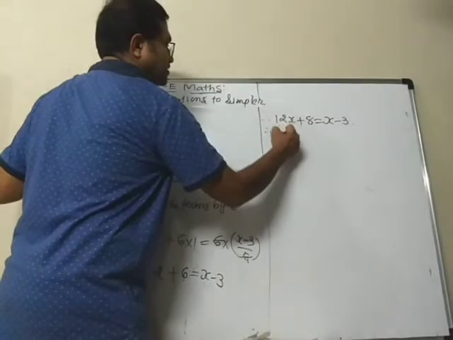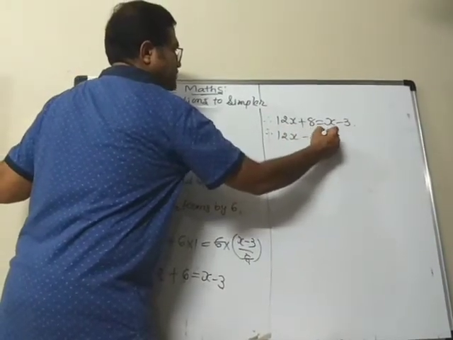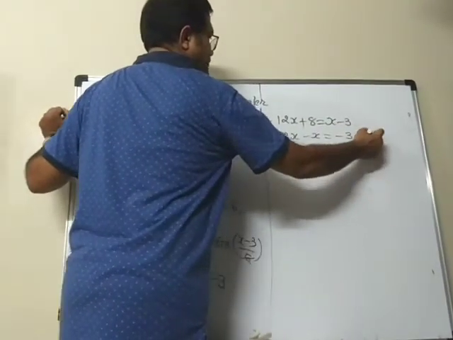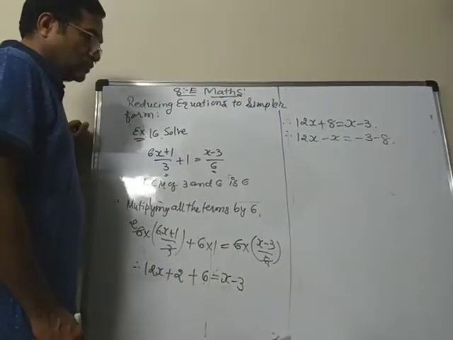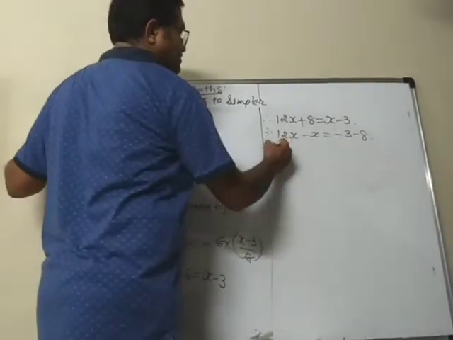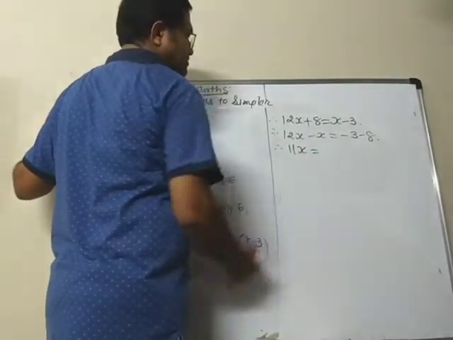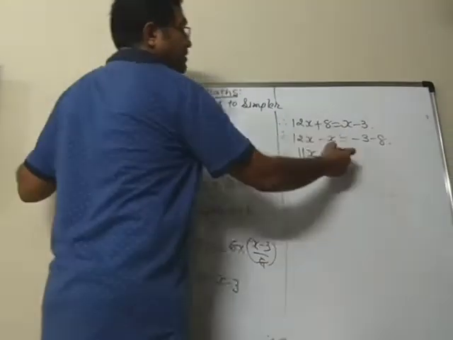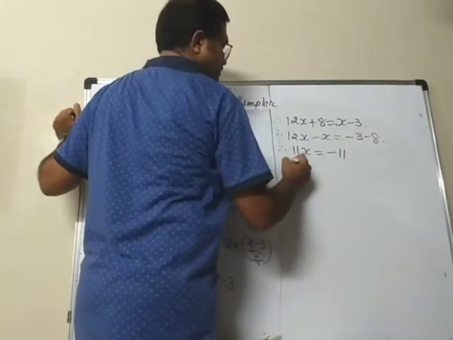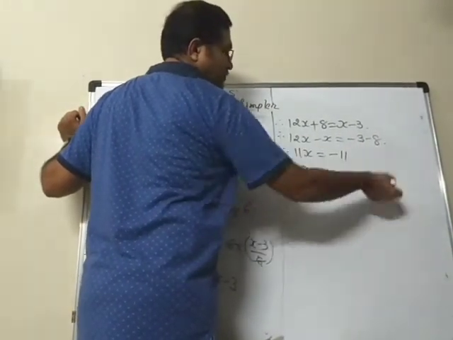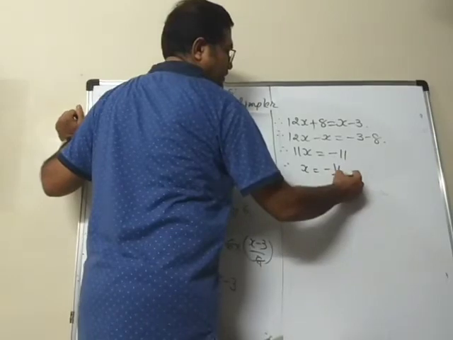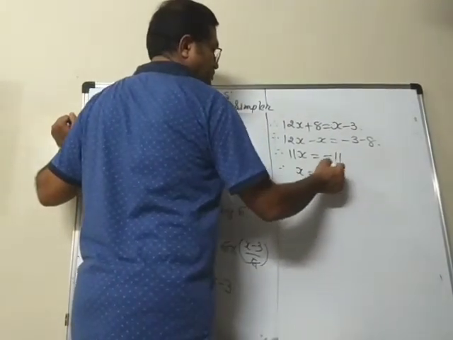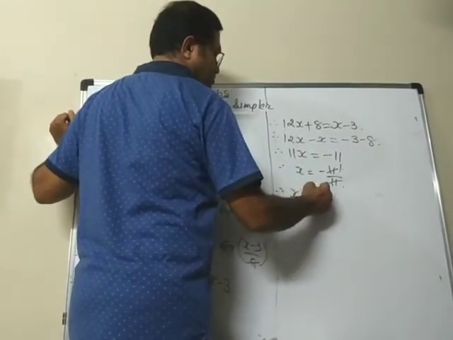Bring the x this side. So 12x minus x is equal to minus 3 minus 8. So what is 12x minus x? It is 11x. So 11x is equal to, now minus 3 minus 8 is minus 11. Therefore x is equal to, now 11 will go that side, will go in the denominator, minus 11 upon 11. 11 ones are 11. So minus 1.